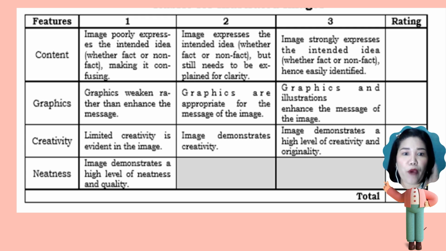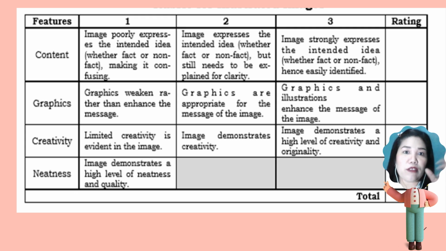And at the second row, you will see in the features column, we have the graphics. You will get 1 point if the graphics weaken rather than enhance the image. You will get 2 points if the graphics are appropriate for the message of the image. And you will get 3 points if the graphics and illustrations enhance the message of the image.